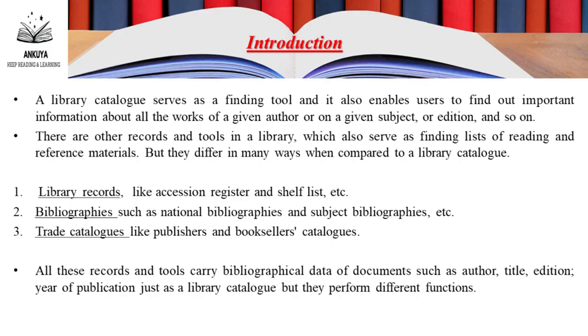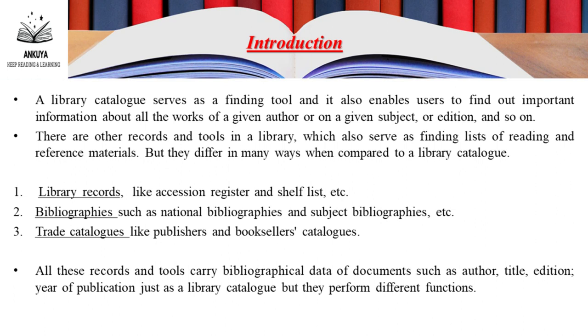A library catalog serves as a finding tool, and it also enables users to find out important information about all the works of a given author or on a given subject, or edition, and so on. There are other records and tools in a library, which also serve as finding lists of reading and reference materials. But they differ in many ways when compared to a library catalog.